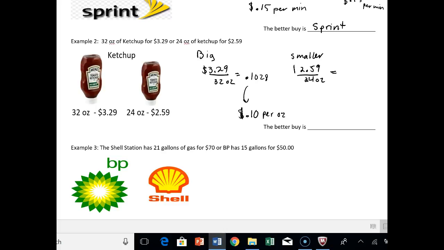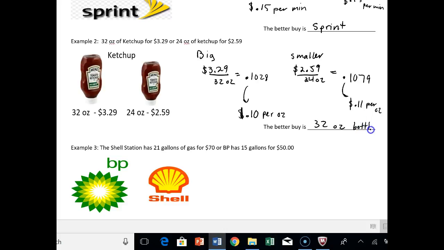And then this one, I'm sorry, I don't know why I have a 12 there. That should just be the dollar sign, my fault. So that should be $2.59 divided by 24, which again is about 0.1079, but this actually rounds up to about 11 cents per ounce. So the better buy in this case actually happens to be the 32 ounce bottle.